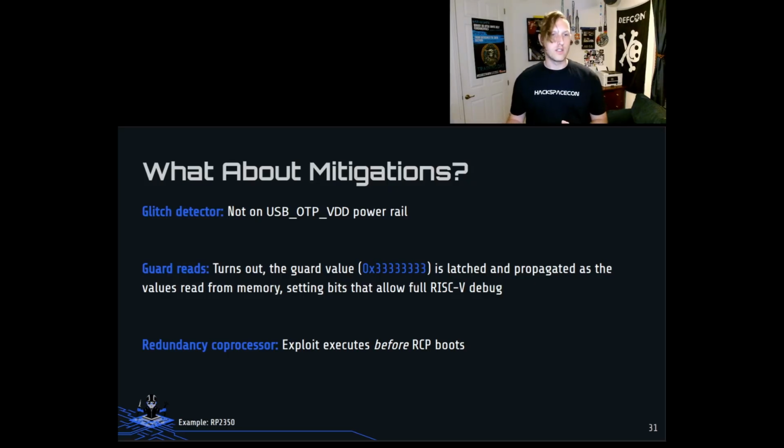We'd also look at the redundancy coprocessor and try to think of mitigations it could do to prevent against this. But the interesting thing here is that this is so early in the bootloader that we're able to exploit it before the RCP itself is even booted.